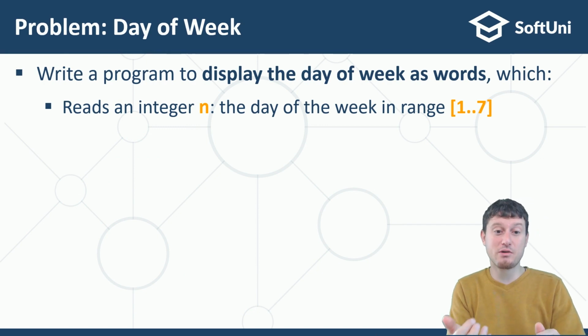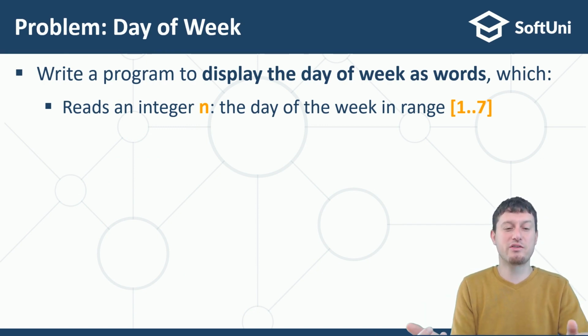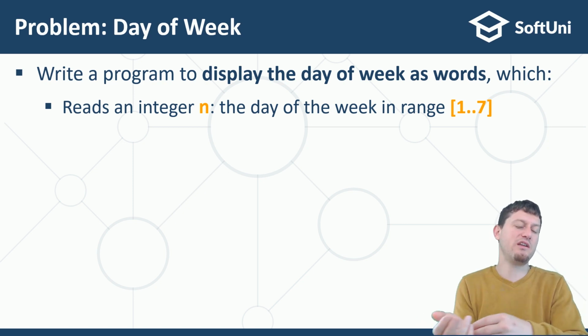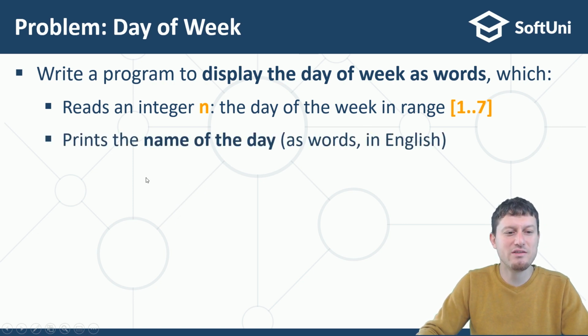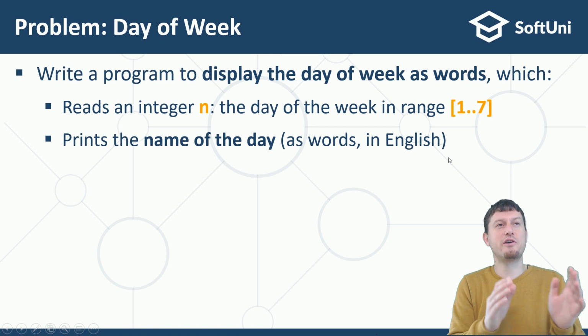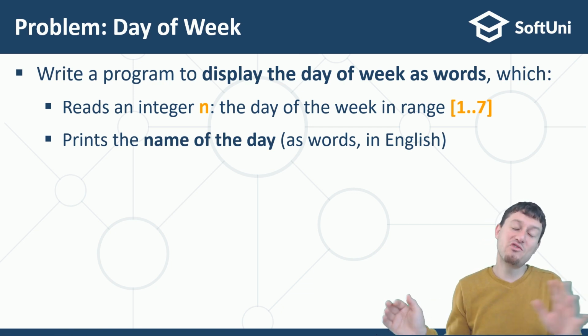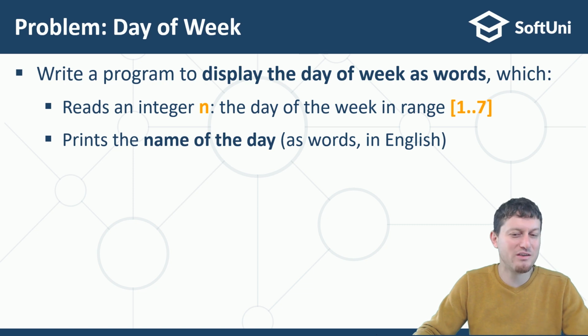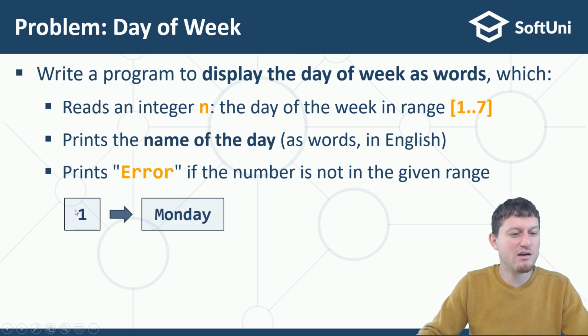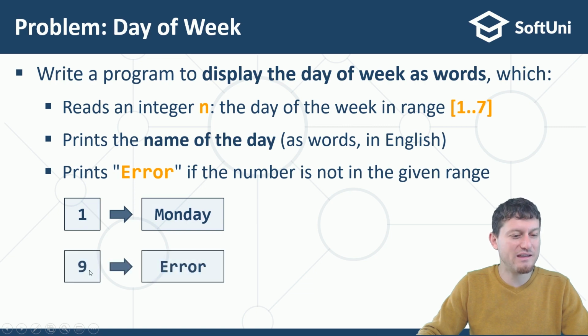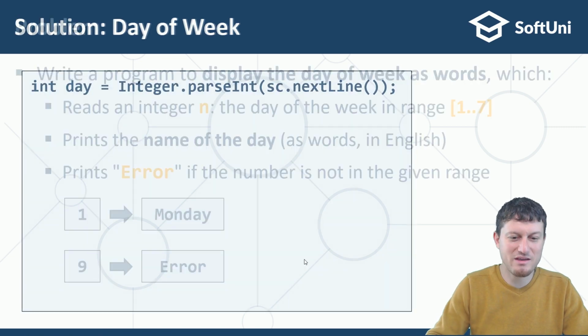It's about writing a program to display the day of week as words. So if we are given 2, it should be Tuesday. If we are given 3, it should be Wednesday. So it should read an integer n, which is the day of week in the range from 1 to 7, and prints the name of the days as words in English. It's assumed that the first day in the week is Monday, which is not everywhere in the world, but we assume this like it is in Europe. So prints error if the number is not in the given range. This is an example. 1 means Monday, 9 means error, and 7 means Sunday.